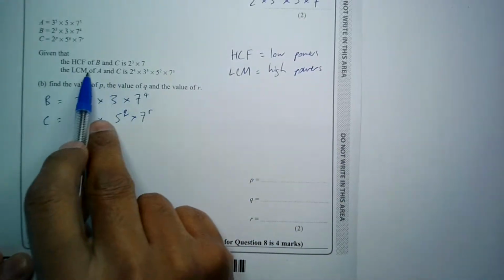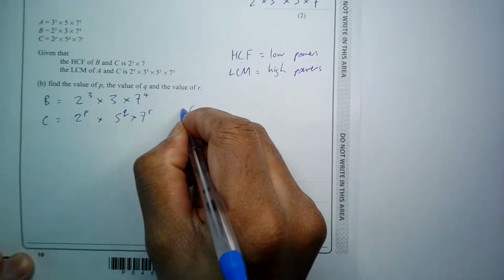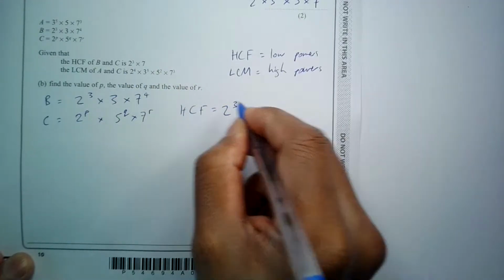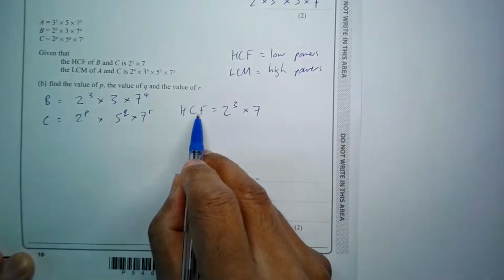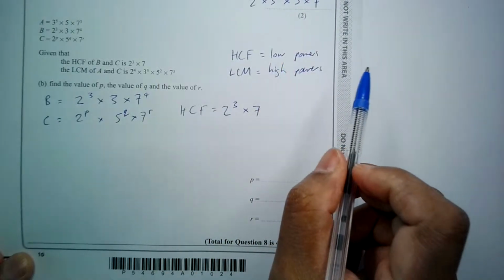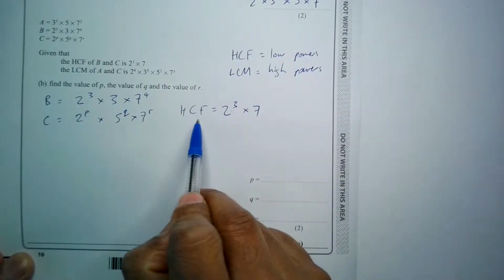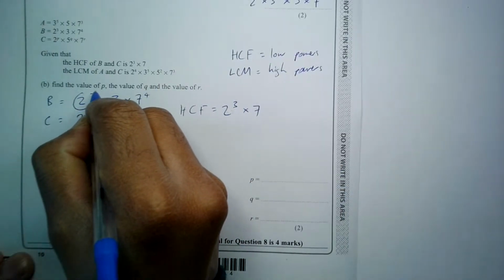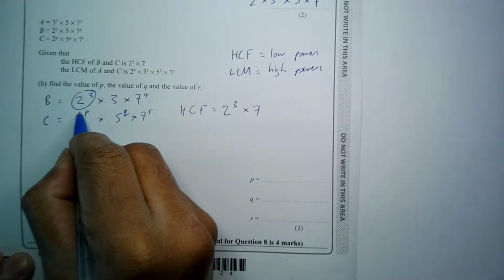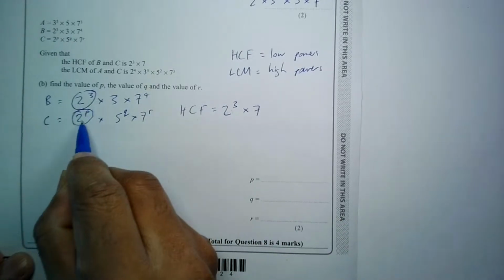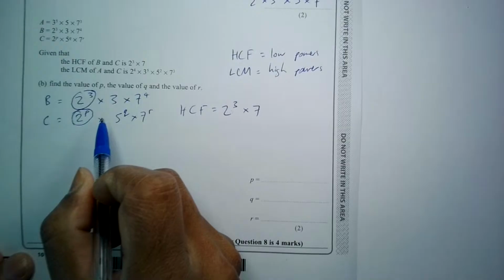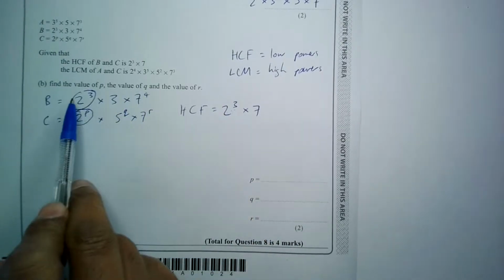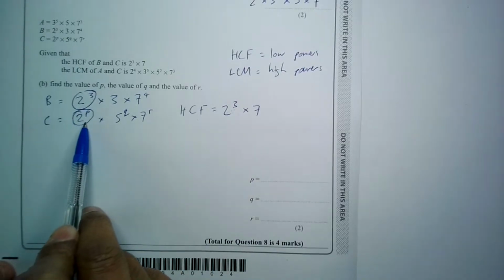Okay, so I've got that. Now the HCF of B and C equals 2 to the power 3 times 7. The HCF is the lower power, so that means they are in both. So 2 to the power 3, that's the lower power. You've got 2 to the power 3 and 2 to the power p, and the HCF is the lower power, so that's that. We still don't know what p is.